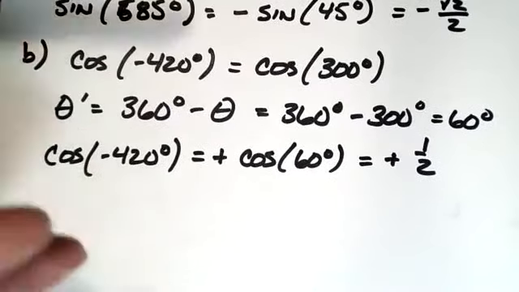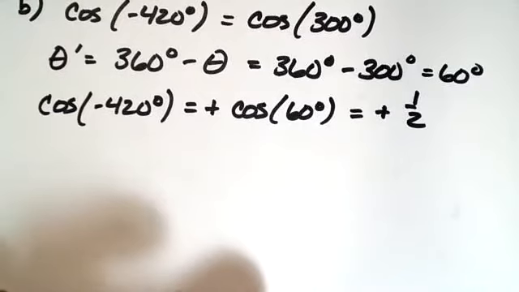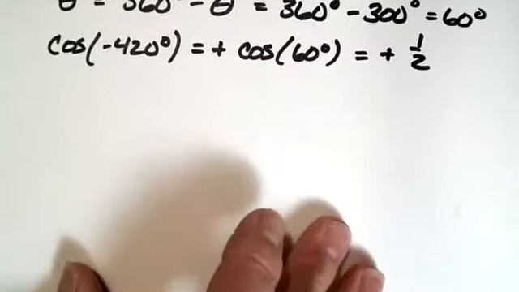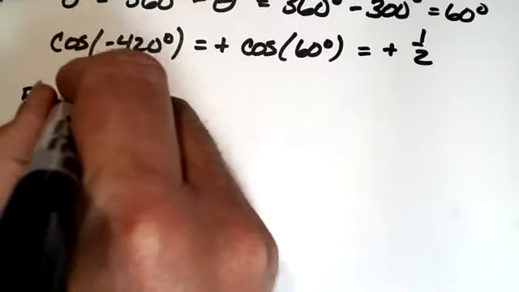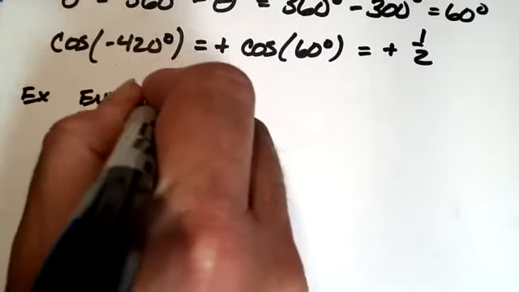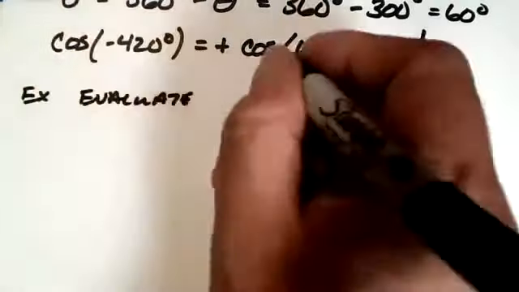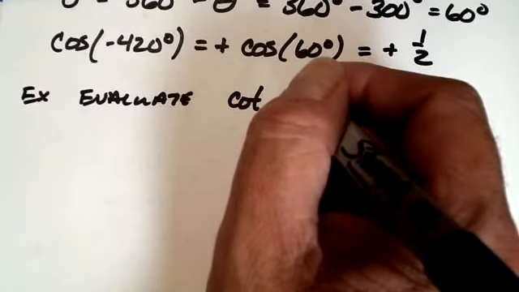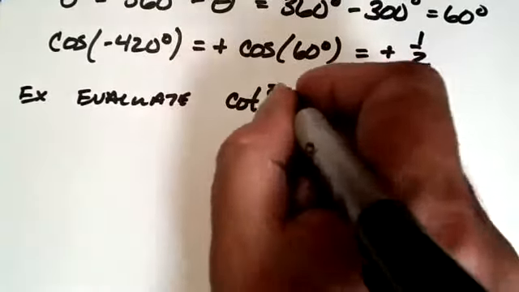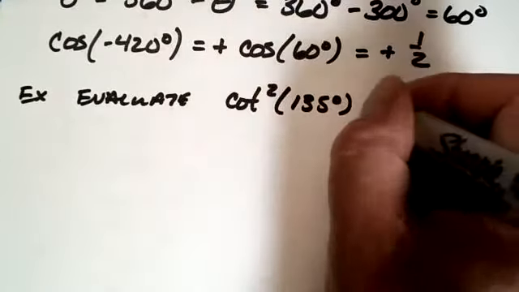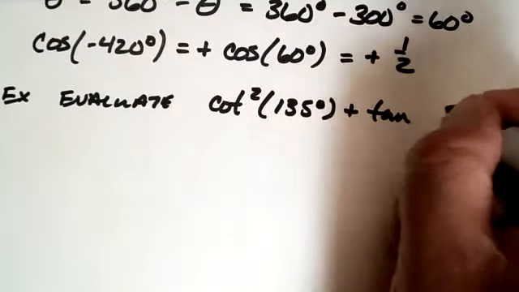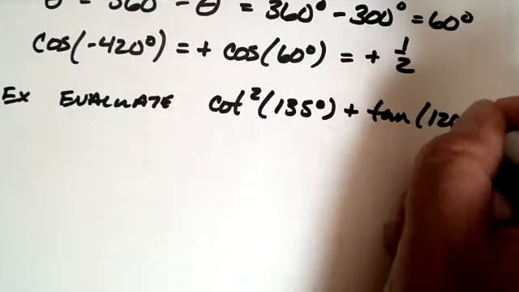Okay, so this is just a quick summary of how to do this a couple times so that you can see it. There are some problems in the text that are a little more complicated, where you have to do more than one at a time. So here's an example: evaluate cotangent squared of 135 degrees plus tangent of 120 degrees.